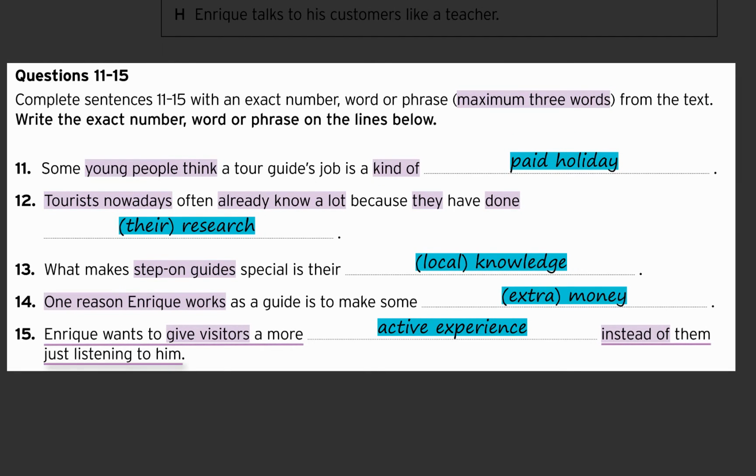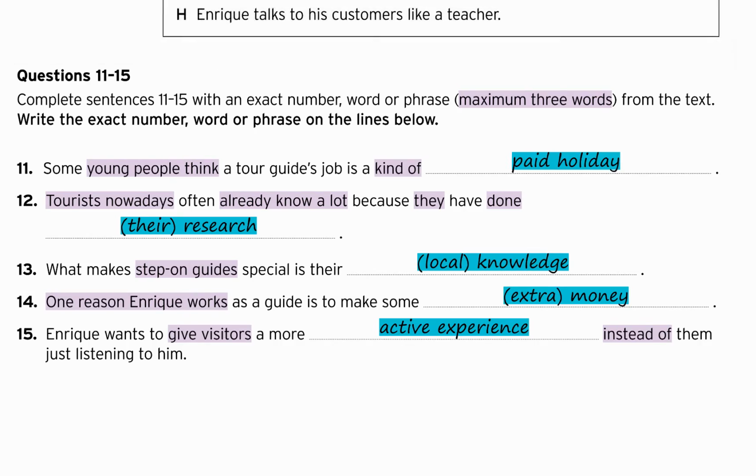And 15. Enrique wants to give visitors something. He wants to give them a more, and the answer here is active experience, instead of them, the visitors, just listening to him. I think this is quite a difficult one. So if you got this right, well done. Let's see how we answered this question.